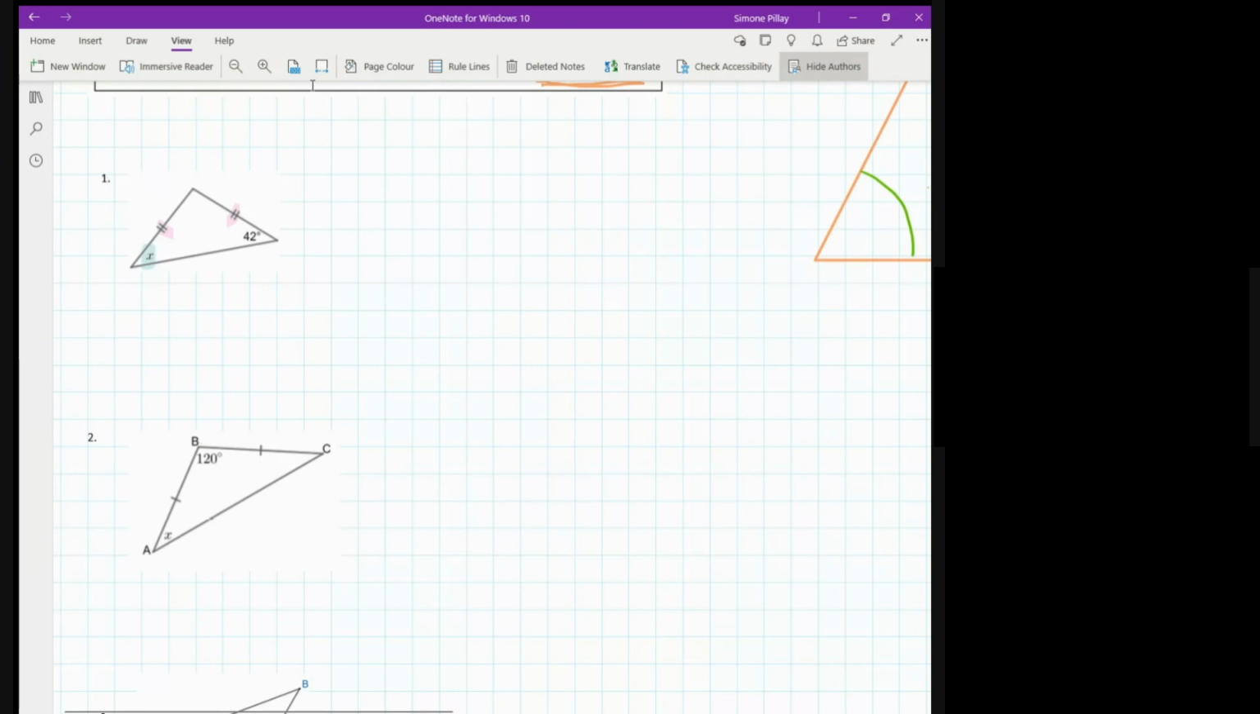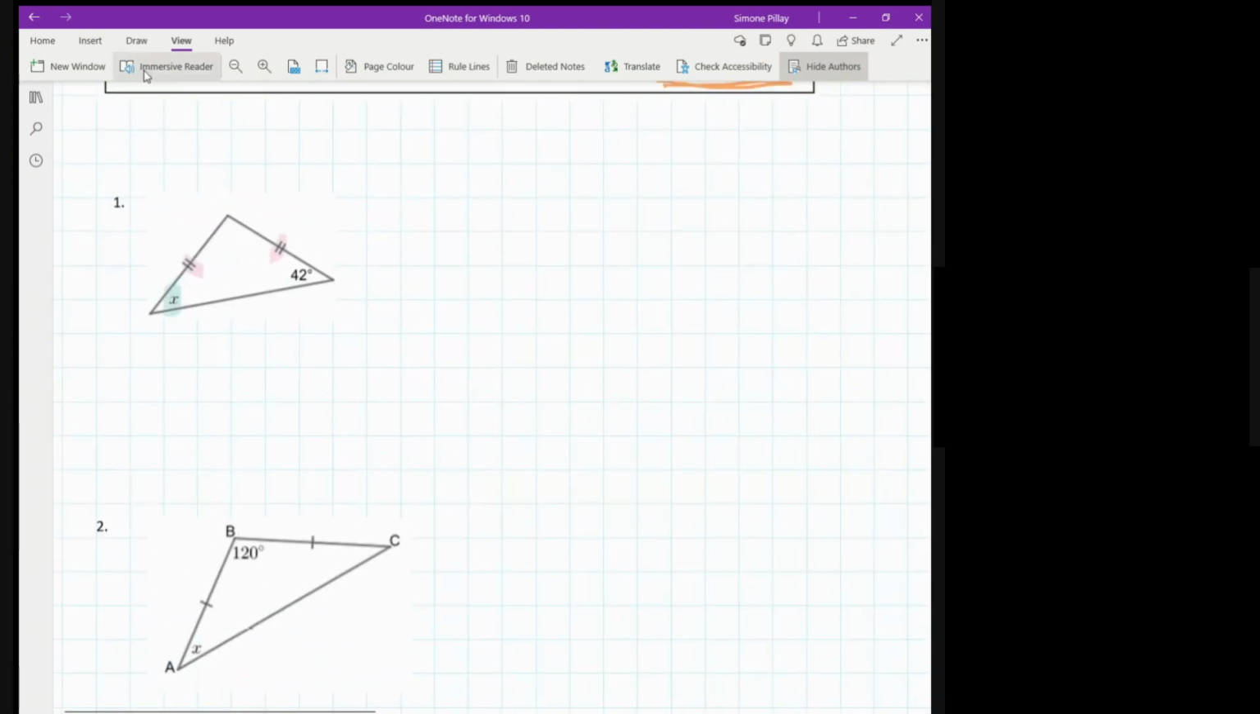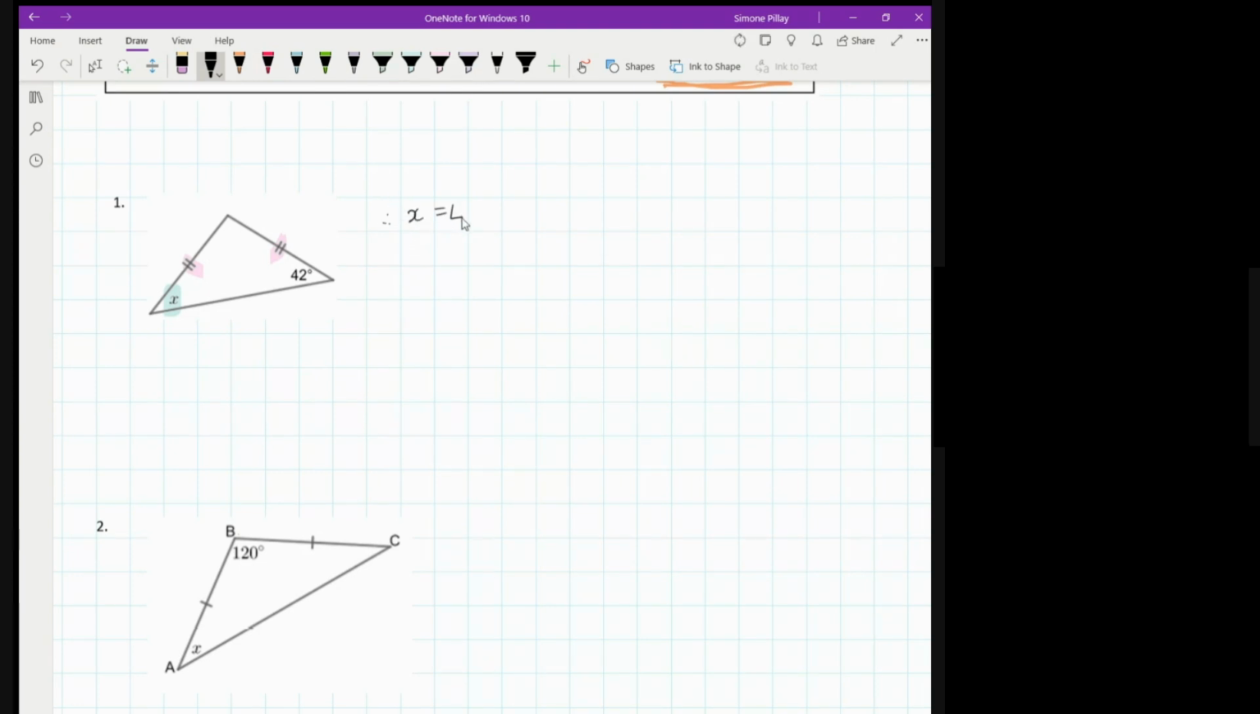Ma'am, my first step was the formula, which was therefore A equals to B, and that was my formula that I used. And then, ma'am, I got confused whereby I said X is equals to 42 degrees, and then I gave my reason, which was angles opposite or equal size, whatever. And then I just ended there.